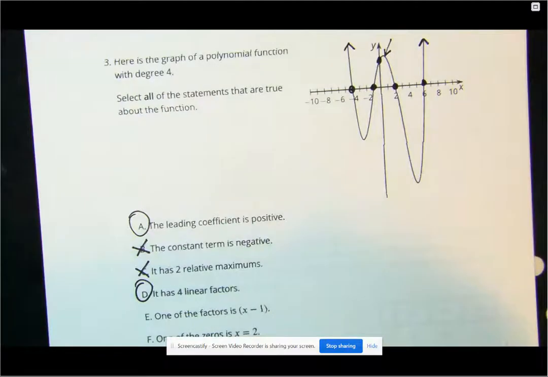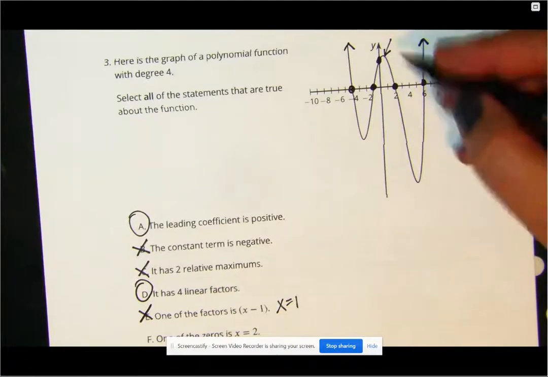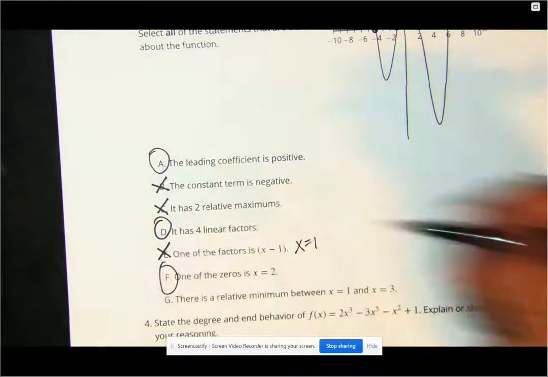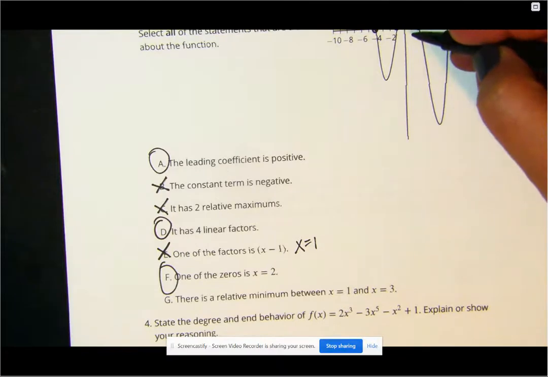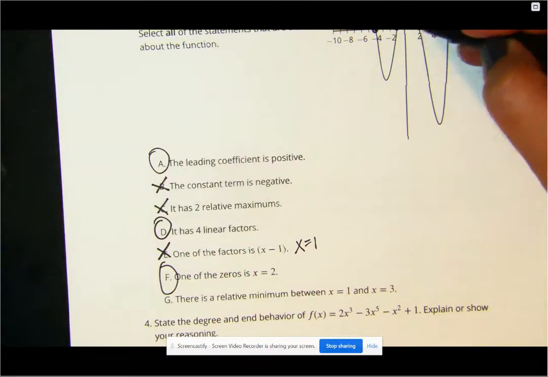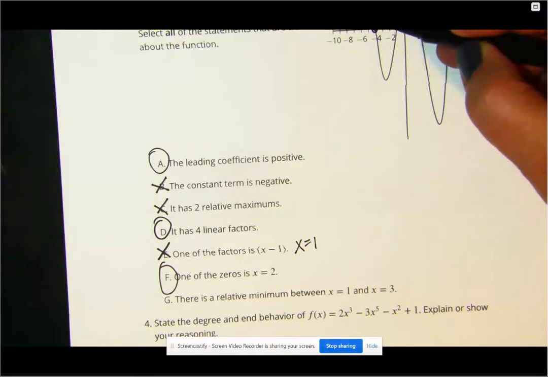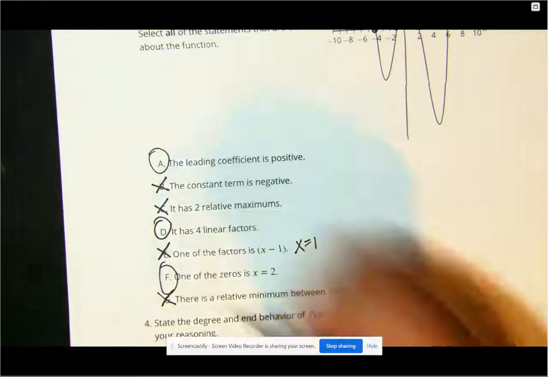E, one of the factors is x minus 1, which would mean it touches at positive 1. No. One of the zeros is at x equals 2. Yes, true. There is a relative minimum between x equals 1 and 3. Well, here's 1 and here's 3. They're saying somewhere between there, the relative min occurs. No, the relative min occurs like at 4 or negative 3. Disagree. A, D, and F.